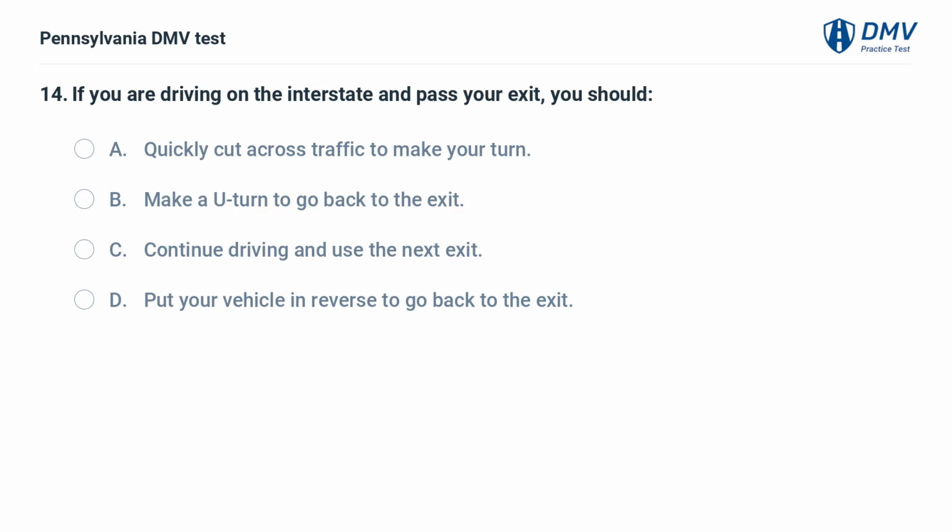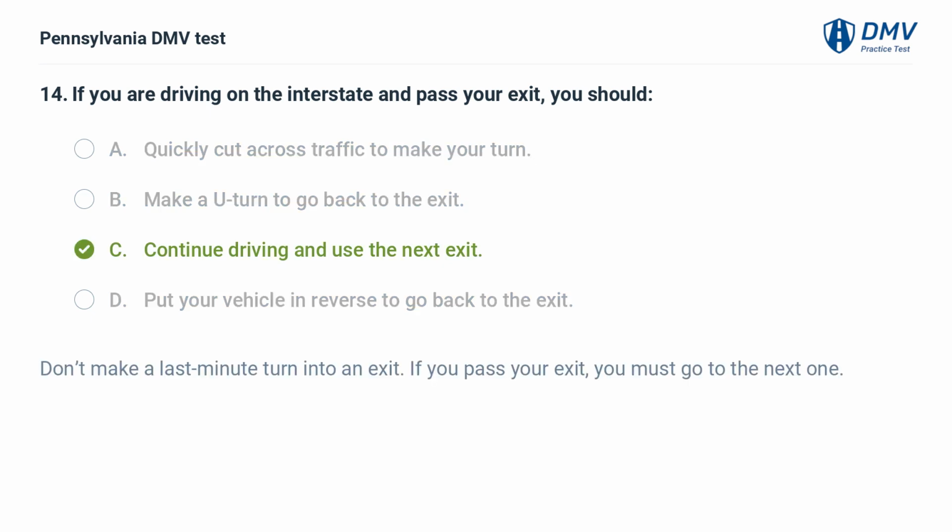If you are driving on the interstate and pass your exit, you should A. Quickly cut across traffic to make your turn. B. Make a U-turn to go back to the exit. C. Continue driving and use the next exit. D. Put your vehicle in reverse to go back to the exit. C. Continue driving and use the next exit.